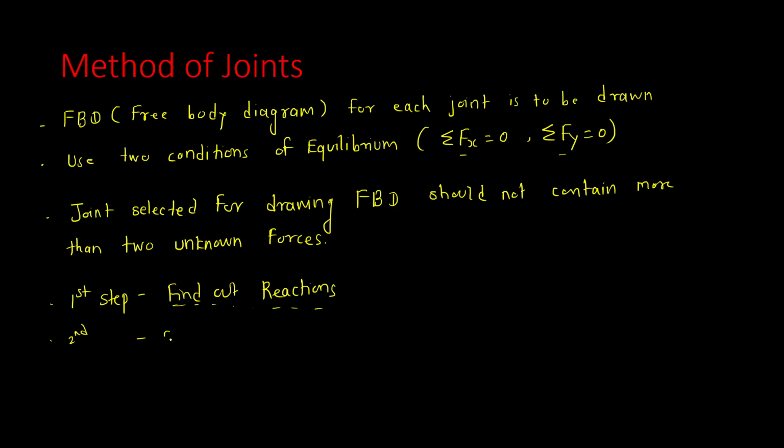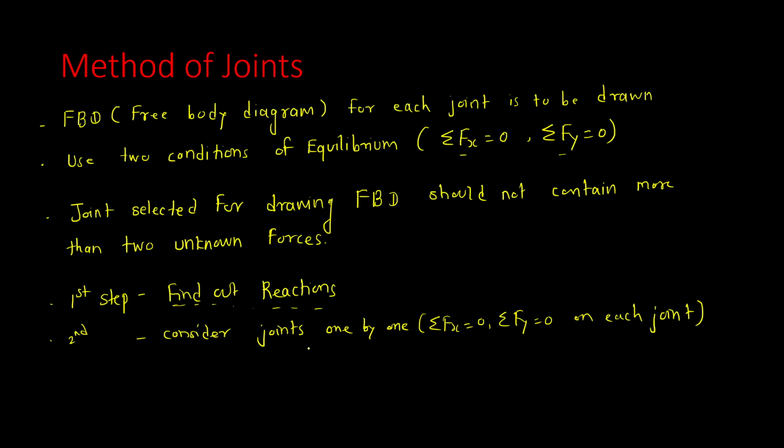From the second step, we have to consider joints one by one, and then we have to apply sigma Fx is equal to 0 and sigma Fy is equal to 0 on each joint. On each joint you have to apply this condition. Now what are the sign conventions in this? In the overall truss we will be using the same sign conventions, that is tensile or tension as positive and compression as negative.